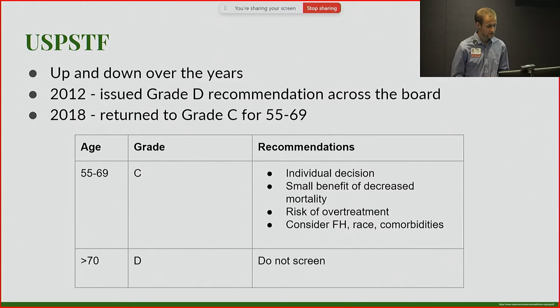Again, more or less in line with the 45 to 50. It starts a little bit later, but what the recommendations of a grade C decision mean are having it be an individualized decision. It's not painting with too broad of a brush. It's really on a per patient basis. There's a small benefit of decreased mortality, but definitely the risk being overtreatment of identifying prostate cancers and then treating prostate cancers that may never have shortened a patient's life or caused them any morbidity. But also important, like I talked about, to consider family history, race, there are other comorbidities as well.